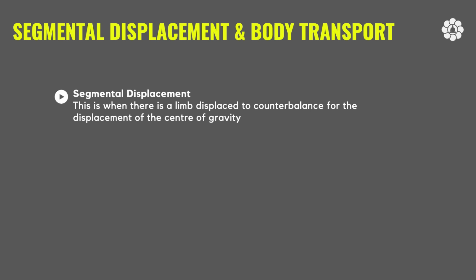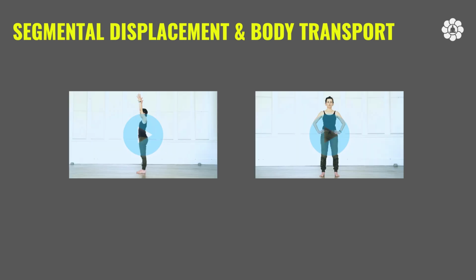And we can do this consciously, but very often it is done unconsciously via various reflexive mechanisms and built-in, well-learned movement patterns. Body transport is when you replace your base of support. For example, if you were to stand on two legs and then you need to stand on one leg, if you don't want to fall, you need to do the body transport first before you can lift one leg from the ground.